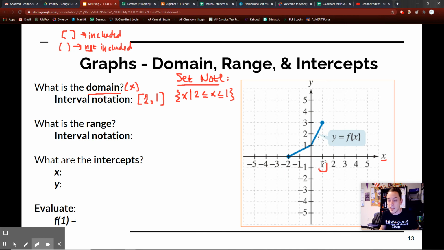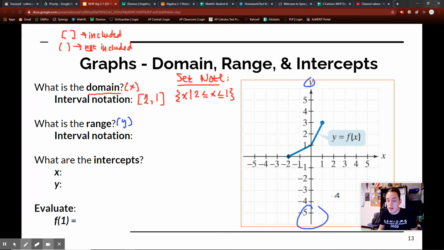What is my range? My range is different. Now I'm not going to be looking from left to right, I'm going to be looking from bottom to top. I often say for domain we read from left to right, but for range we read bottoms up, starting at the bottom with the negatives and going up. So you have to ask yourself one important question, because now we're looking at my y's.